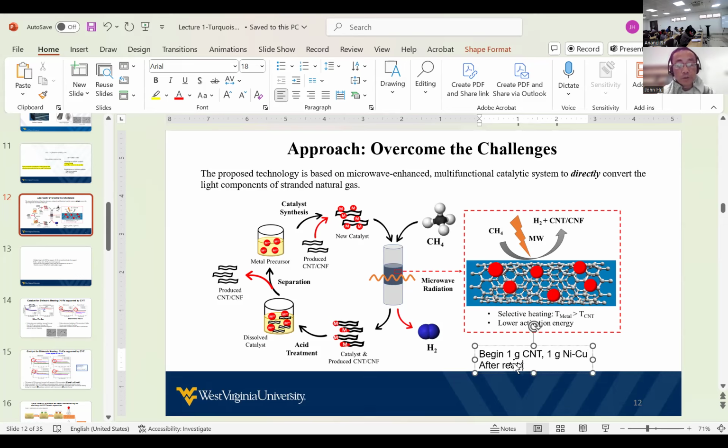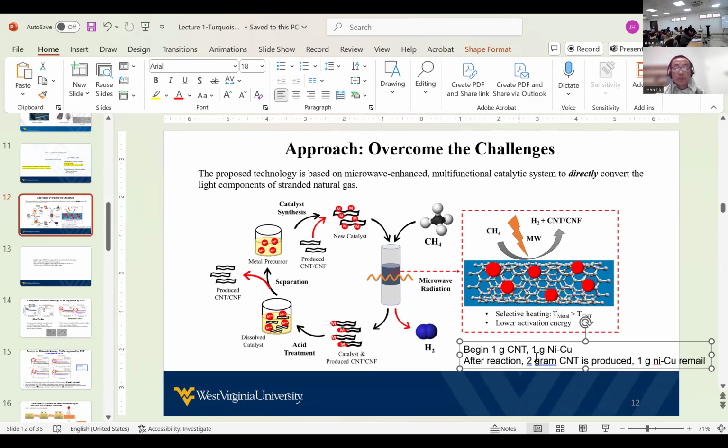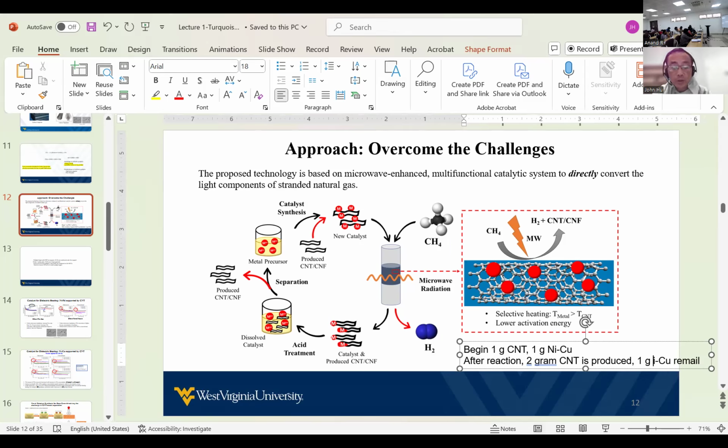After reaction, 2 gram CNT is produced, and 1 gram remains. All right, 1 gram nickel copper remains. All right, make sense? So I begin with 1 gram CNT, 1 gram nickel. This is my catalyst. After reaction, 2 gram CNT is produced, and the 1 gram nickel is still in there. All right.